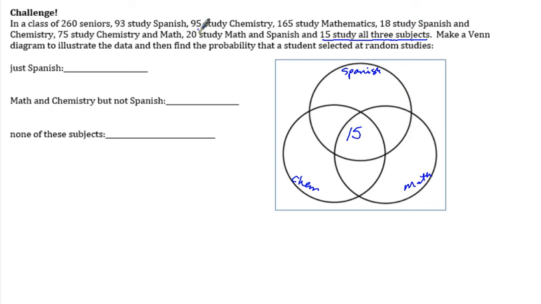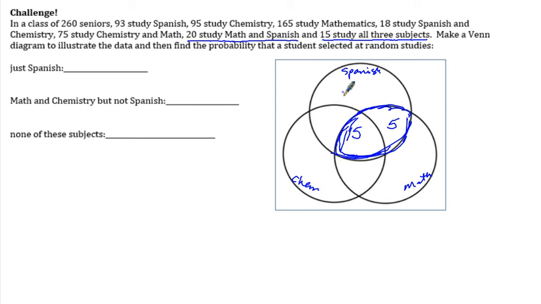So Spanish and math, and Spanish is here. 20 study math and Spanish. You need to notice that if 20 study math and Spanish, that's this entire overlap here. Okay? We're saying the Spanish and math overlap includes 20 kids. And so if we've already got 15 in this section, that means we put 5 in this section. Okay? For a total of 20 studying both Spanish and math. 15 of them also study chem, but 5 of them don't study chem. They only study Spanish and math.